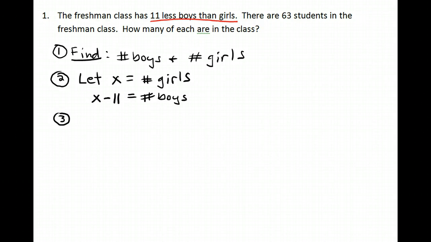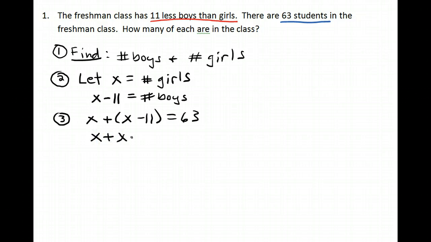What I know is that there are 63 students in the class. Now, that means boys plus girls. So I'll take the number of girls plus the number of boys, and that's got to equal 63. Now, when we add polynomials, we do not need to have the parentheses around that.